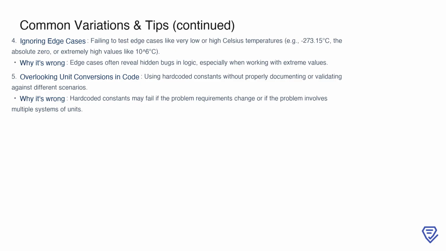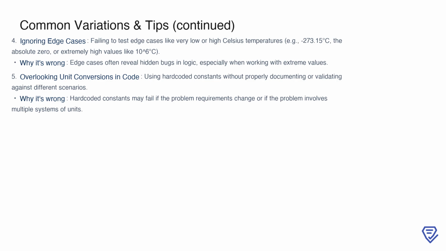Another common pitfall is overlooking unit conversions in your code. Hard-coding constants without proper documentation or validation can create issues, especially if the problem requirements change or involve multiple systems of units. For instance, if your program assumes Celsius as the input but later needs to handle Fahrenheit, hard-coded constants might no longer apply. Being mindful of these factors ensures your solution is both flexible and robust, even in dynamic or complex scenarios.